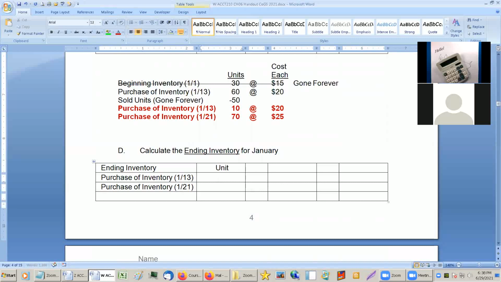Okay, so we have units. We have cost times unit. Okay, we had 70 times 25. That's 1750. I better multiply that. Okay, so 70 times 25, 1750. So these are not sold. And so that would be 1950.